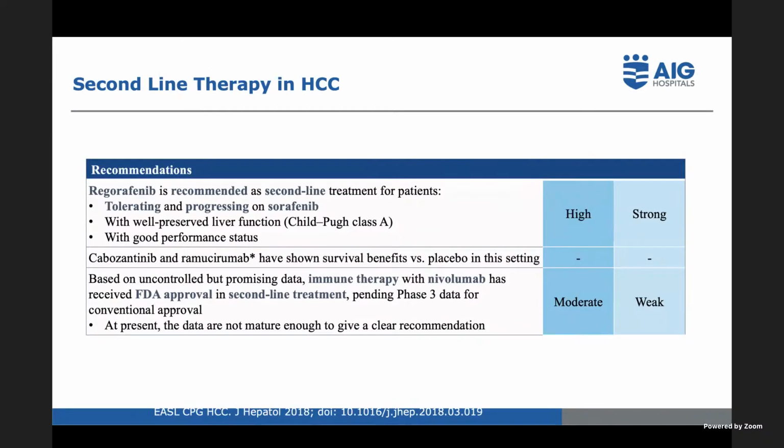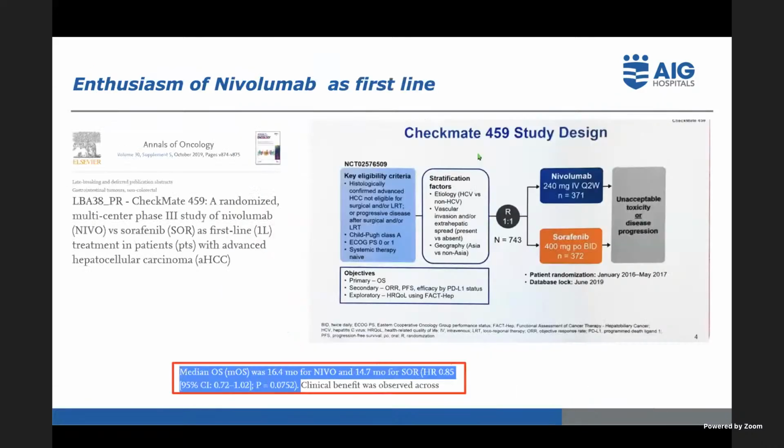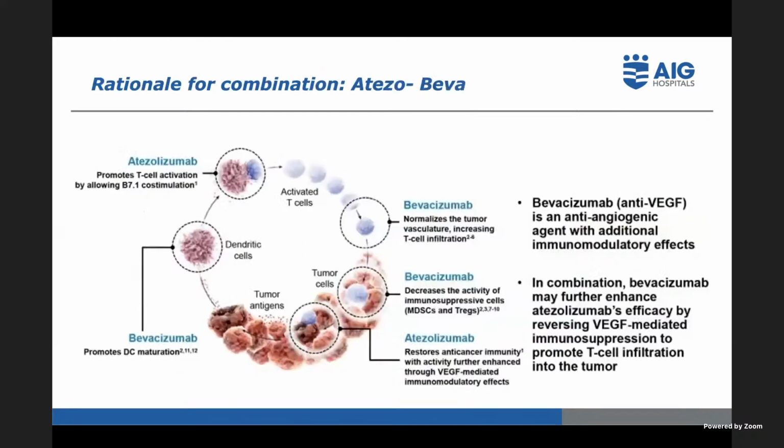As of now, we should understand that sorafenib and lenvatinib are both first-line therapies, and other drugs like regorafenib and cabozantinib are all second-line therapies. Targeted therapy has been emerging over the last decade or so, and the maximum progress has been made in immune-based approaches. The first enthusiasm was about nivolumab as a first-line therapy, but this study was expected to get approval and turned out to be a negative trial.